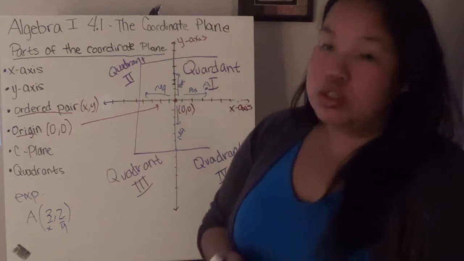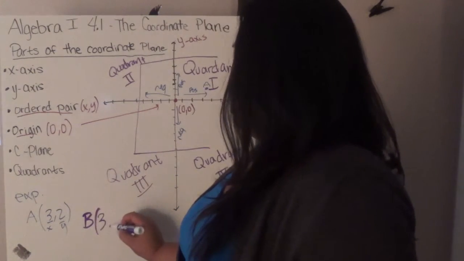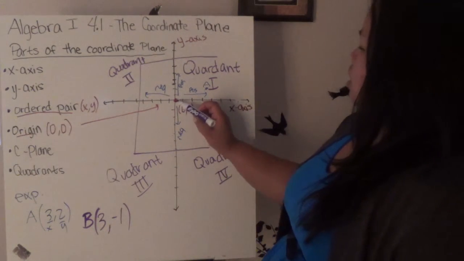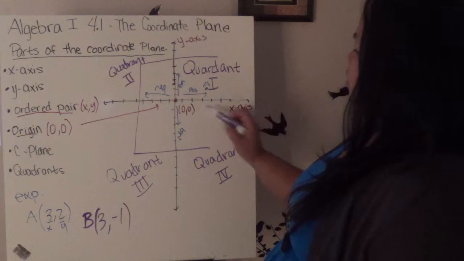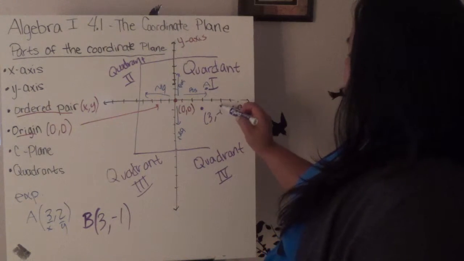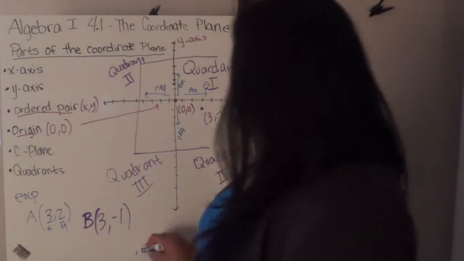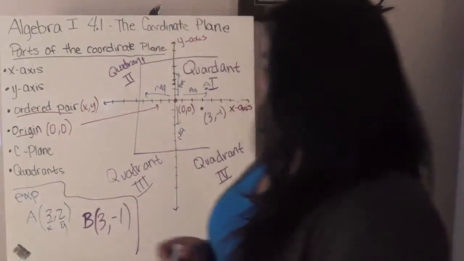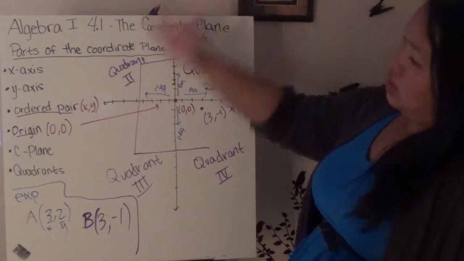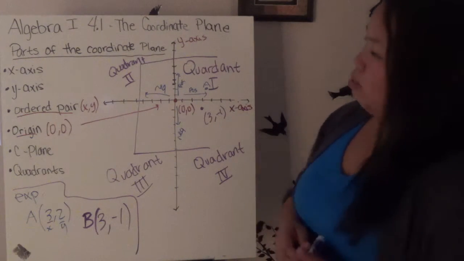If I wanted to do, let's try 3, -1, then I go out 3 still, 1, 2, 3 to the right, always x first, and down 1. This is 3, -1. So there are some examples. These are just examples that we tried, and we'll do some on the other board. But go ahead and do the vocabulary, write this down, okay? And then I have another board that we can do for examples.